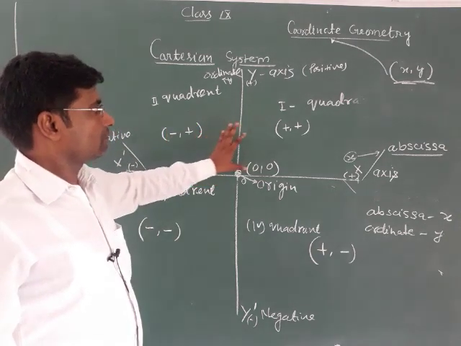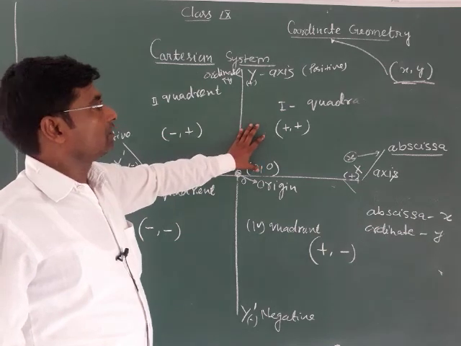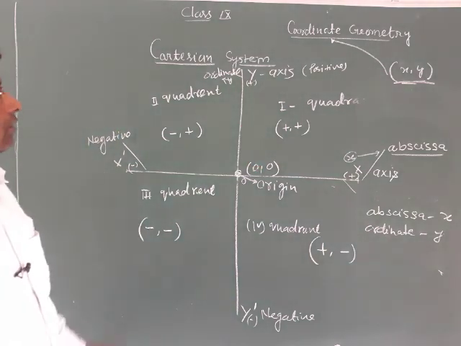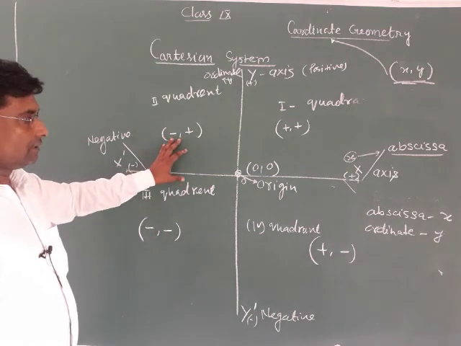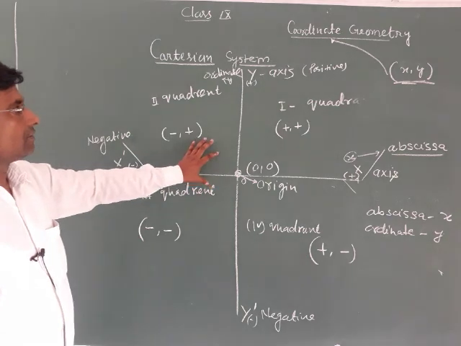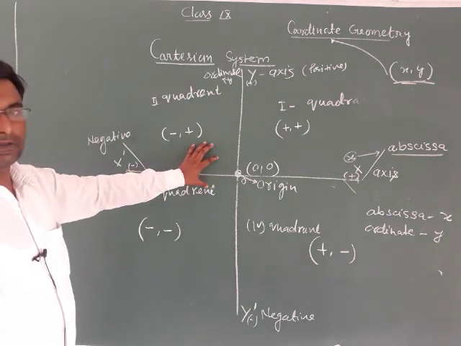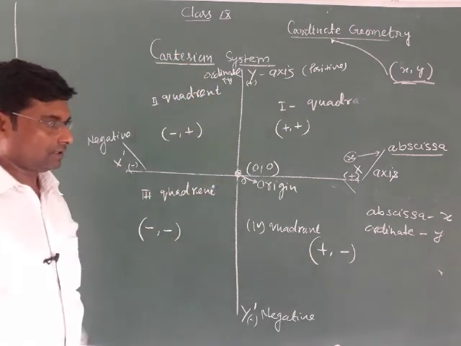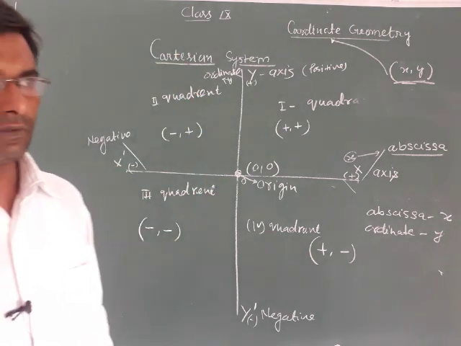So this represents abscissa and ordinate, the coordinates in coordinate geometry, in the Cartesian system. That's all. Thank you. Learn it.